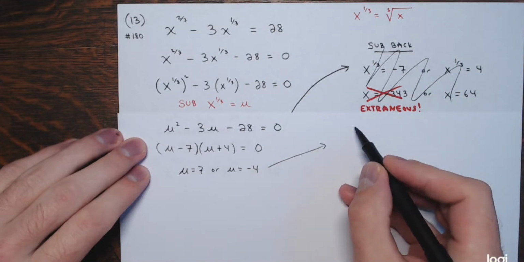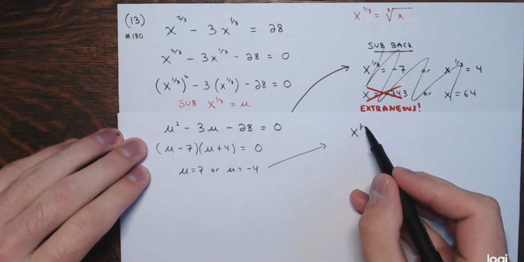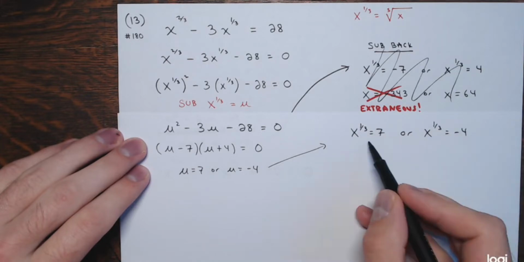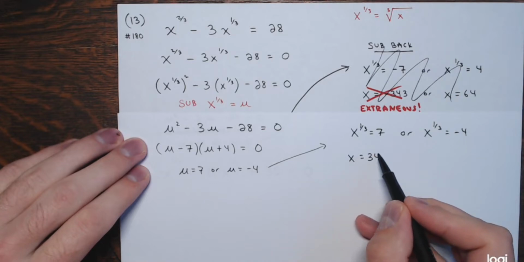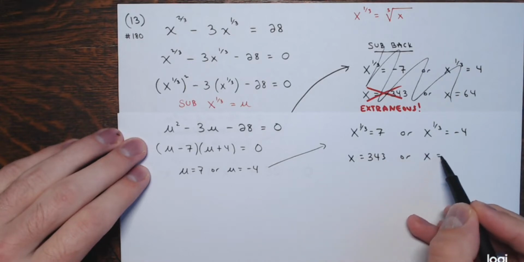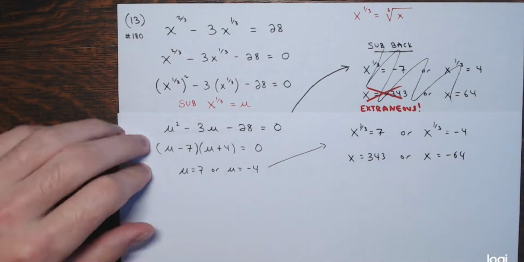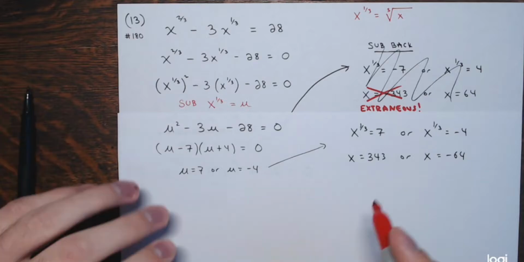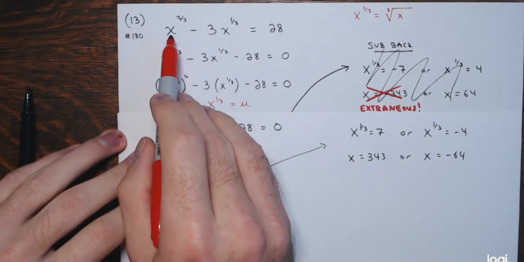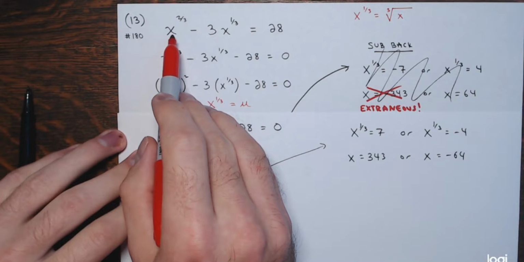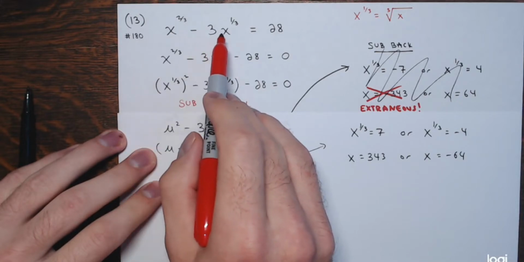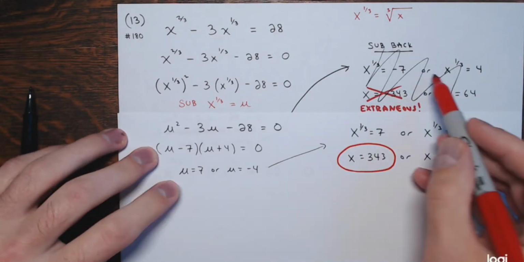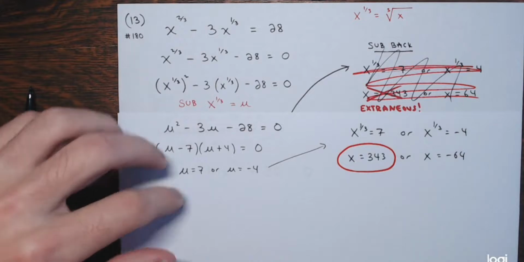Then we sub back: x to the 1/3 equals 7 or x to the 1/3 equals -4, and then cube both sides. You get positive 343 or -64. Now let's check them. I totally apologize for that. 343: this would again be 49, but this time it's 49 minus 21, which would be 28. So 343 does work. My apologies again. Ignore everything I did up there.